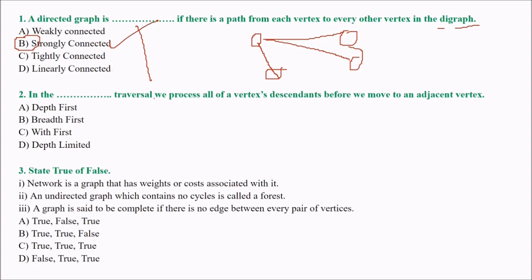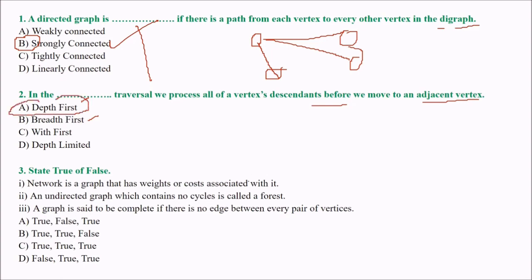Next is in the dash traversal, we process all the vertex descendants before we move to an adjacent vertex. What type of traversal is this in graph? You know, in graph we have two main types of traversals, depth first and breadth first. And this sentence is stating the first one, depth first.